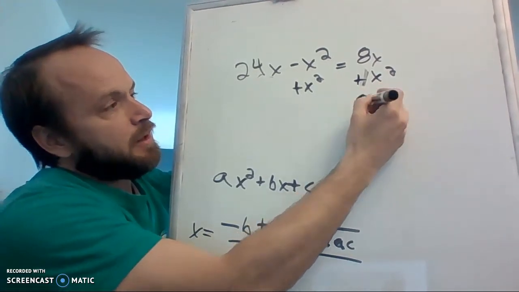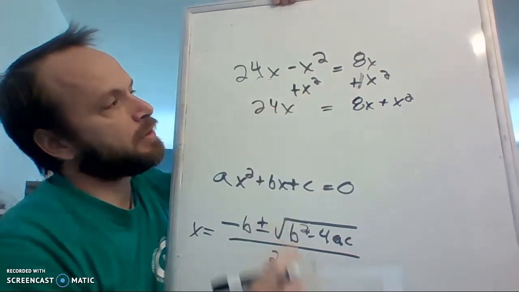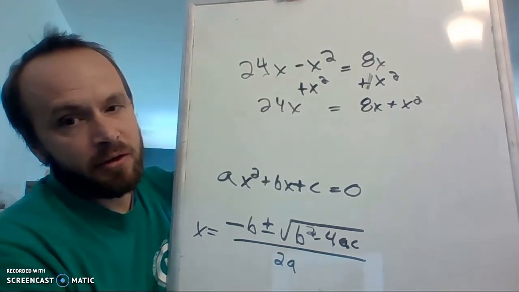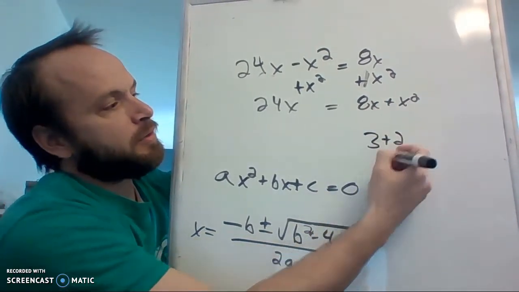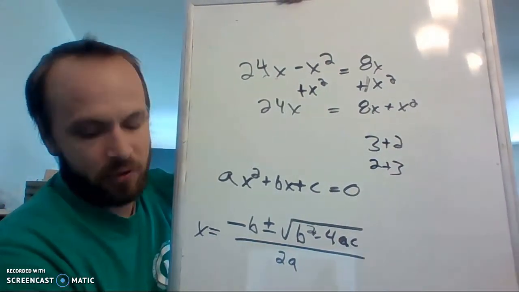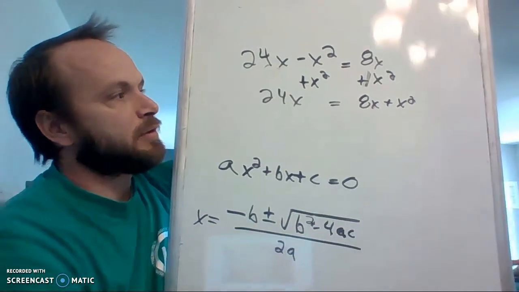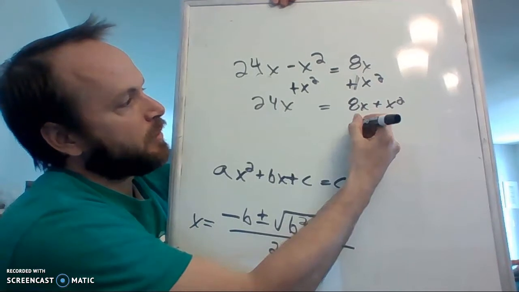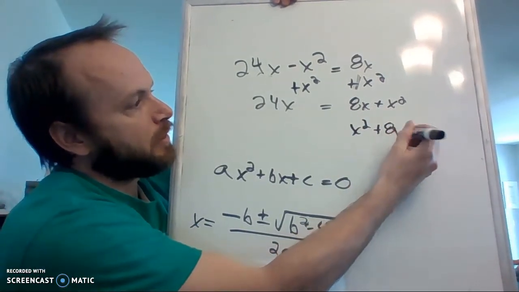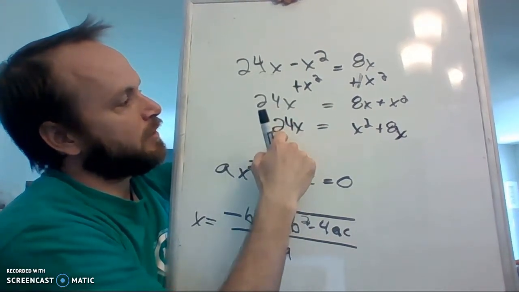So we end up with 8x plus x squared equals 24x. Now, when we're adding two things, like you could write 3 plus 2 or you could write 2 plus 3, it doesn't matter. You can write them either way. So once we have them both positive, we can use the commutative property and just switch them around. So I can have x squared plus 8x. Now I've got this x squared term by itself. Now I just got to get 0 over on this side.